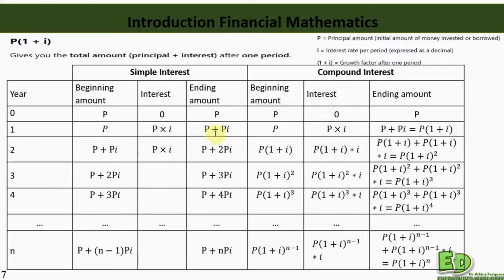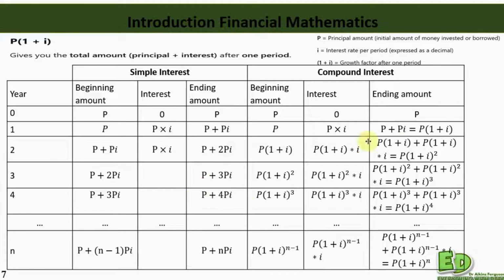For year 2 will be the same. So the ending amount here becomes the beginning for the second year. The interest will be the same, principal times the interest. And then the ending amount is the principal that you have plus this. That is 2PI. Right? So that is how it goes.